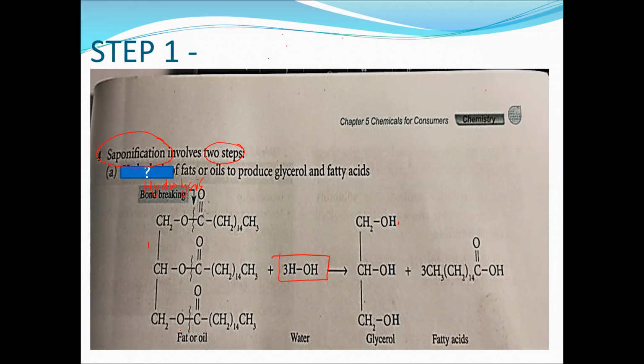So what I want you to tell me, class, look at this fat and oil. What is the homologous series that you see in this fat or oil? What is that you see there? What is my homologous series?